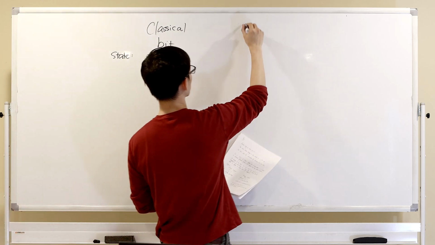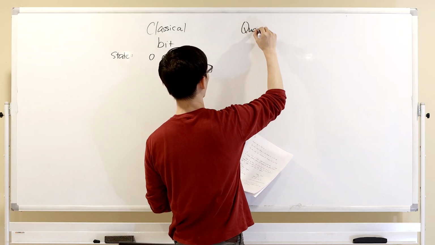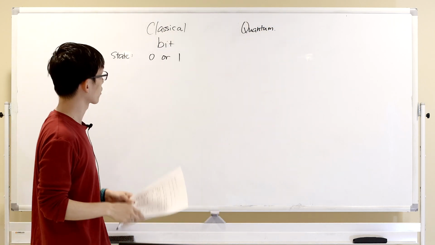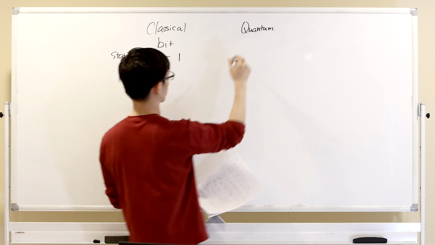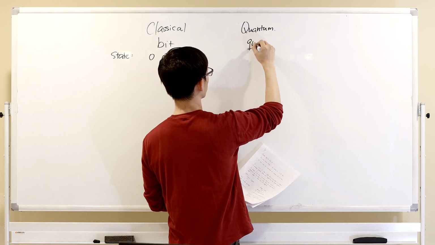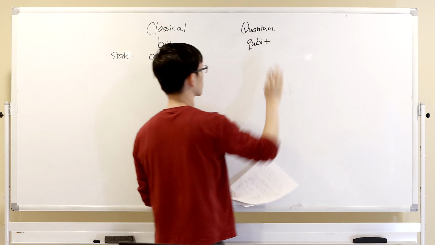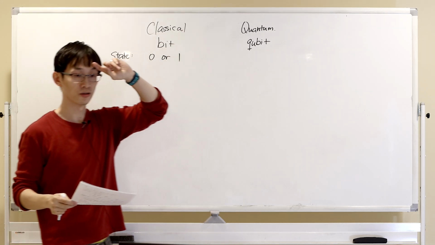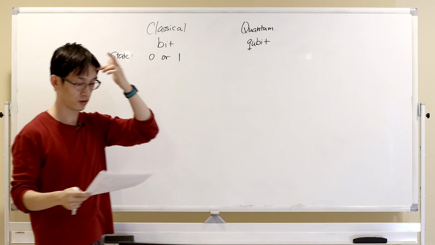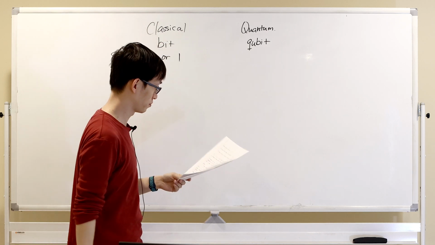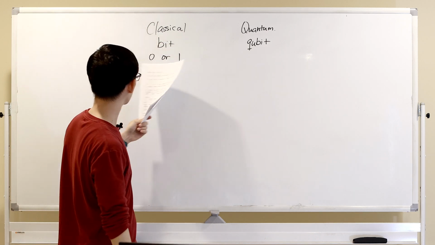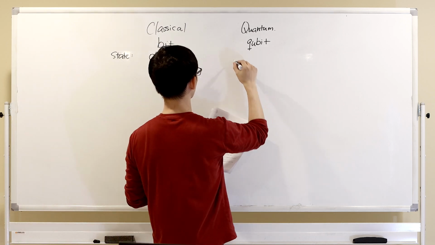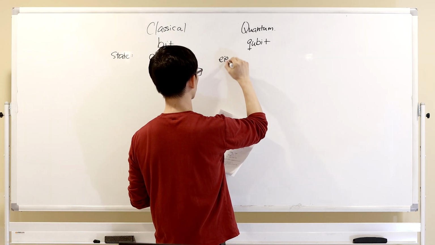And for the quantum computer, the mainstream unit is called a qubit, quantum bit. And there's another approach called qumode, quantum mode, which is very similar. And the state you can have is the eigenstate of your system.